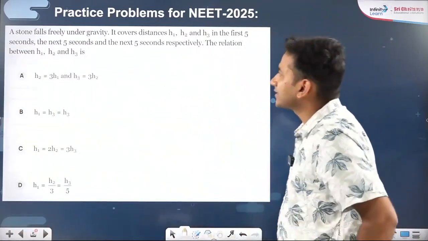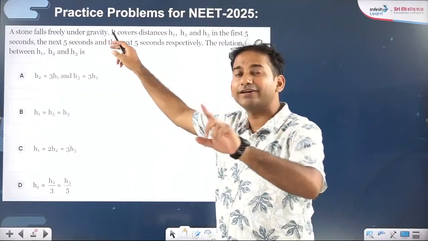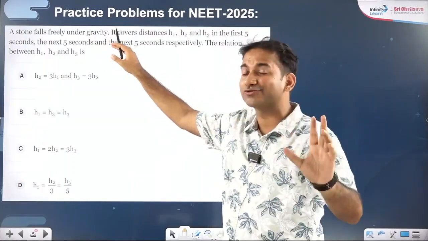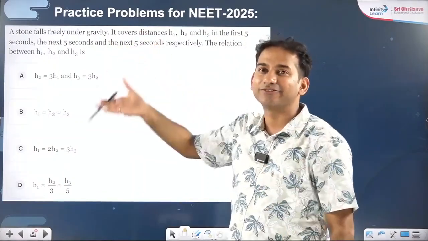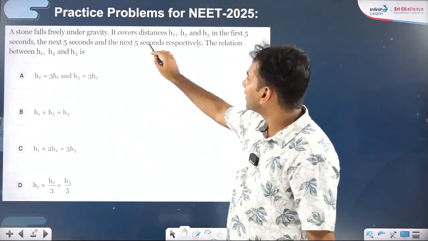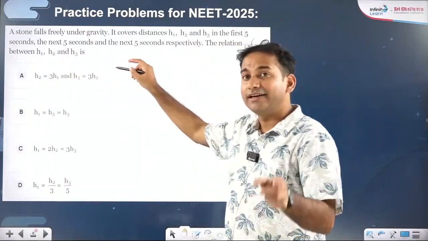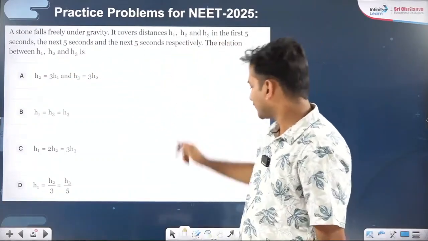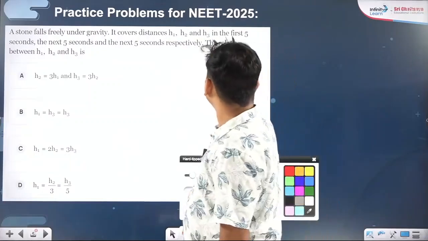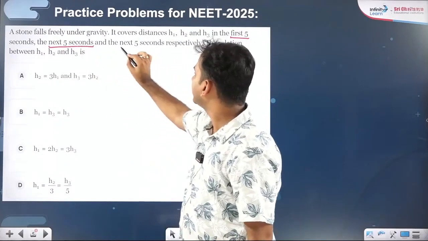So the first thing is, a stone falls freely under gravity. The moment they say freely under gravity, remember Galileo's formula can be applied irrespective of the question. No viscosity, nothing, no air drag, nothing. So it covers distances h1, h2 and h3 in the first 5 seconds, next 5 seconds and the next 5 seconds. So these intervals, first 5 seconds, next 5 seconds and the next 5 seconds.